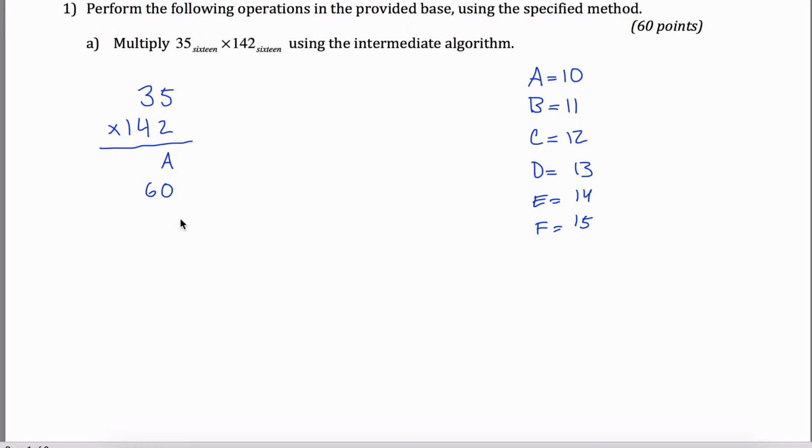What about 40 times 5? Well, I'd start by putting a 0. And then 4 times 5 I think of as 20. But 20 in base 16 is one group of 16 with 4 left over. So I'll write 140. And that was the 4 times 5.